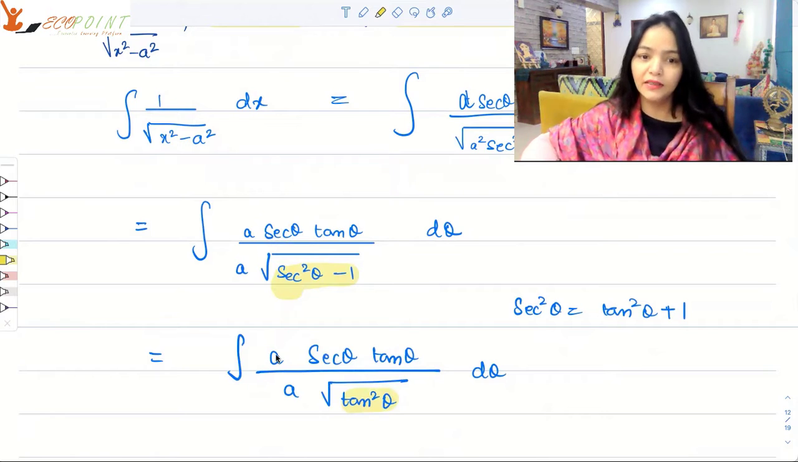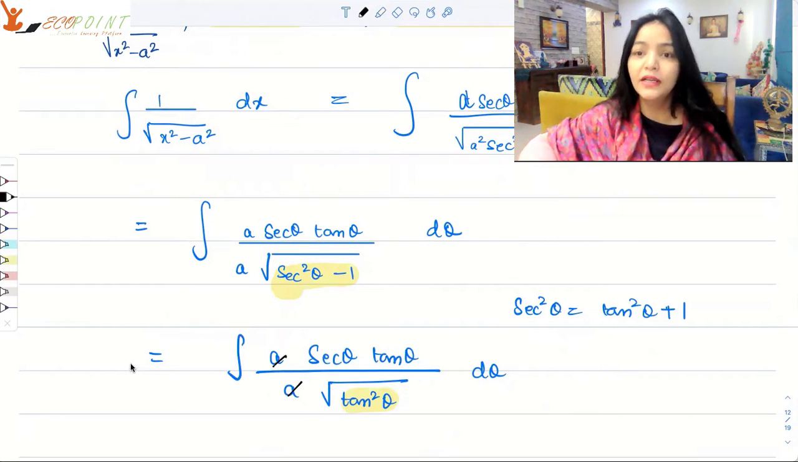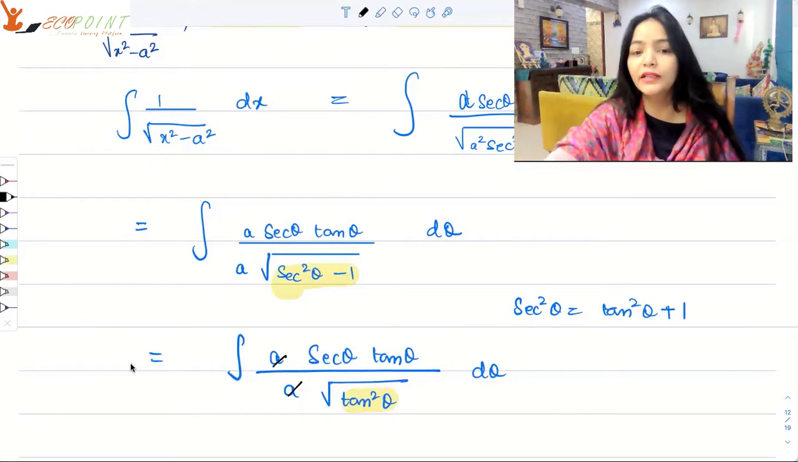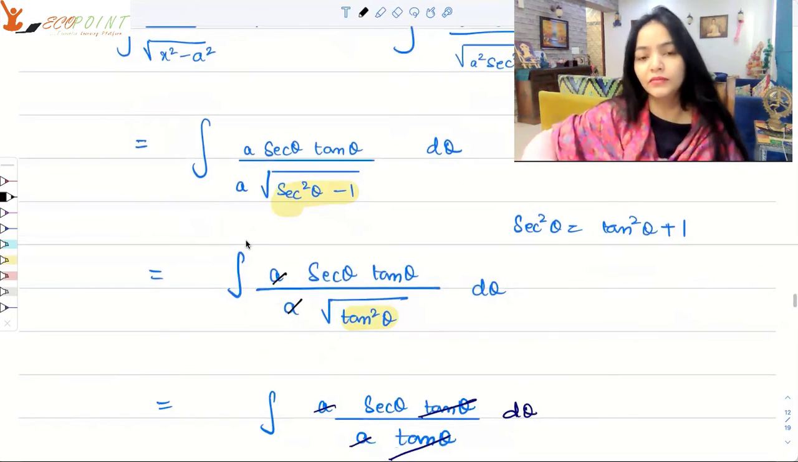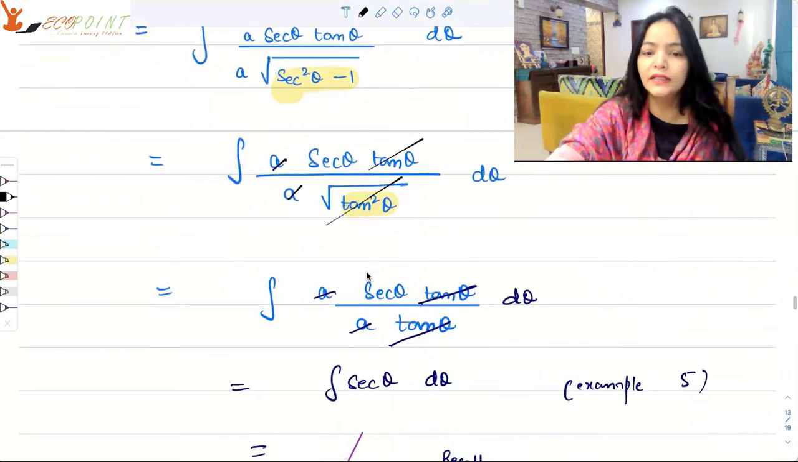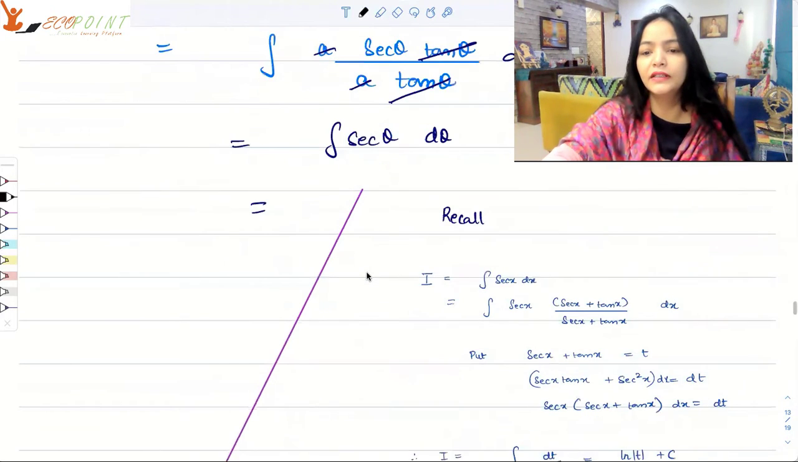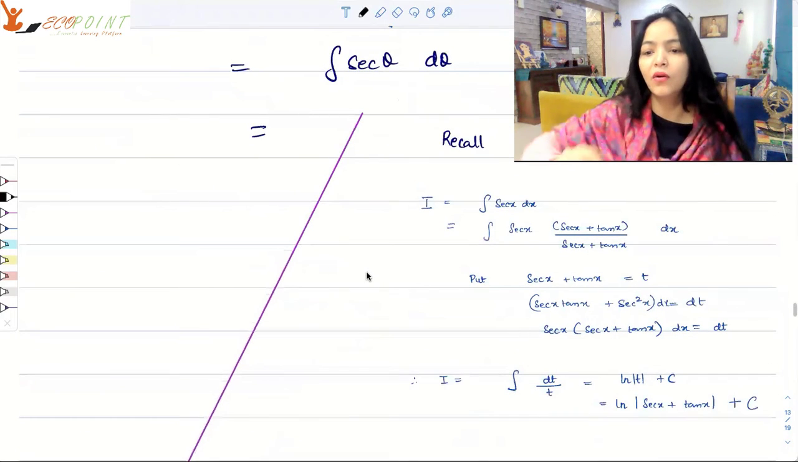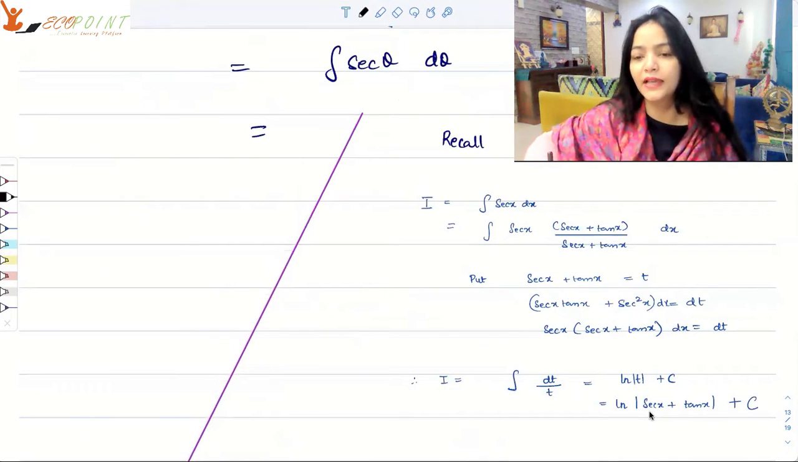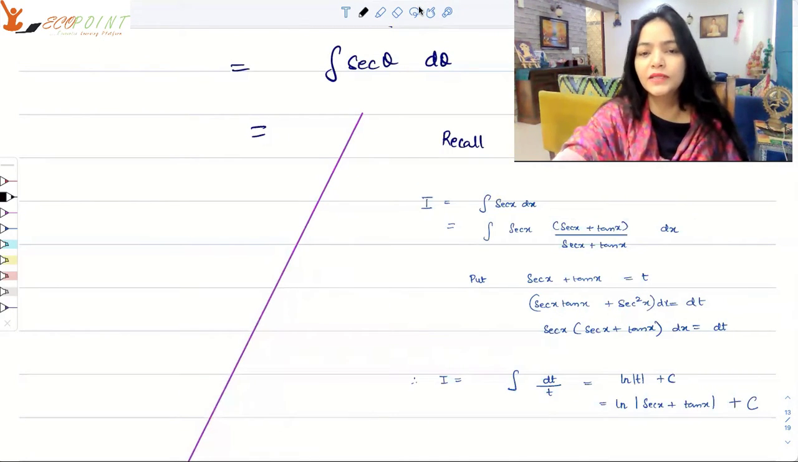So a cancels. You just have secant theta tan theta upon square root of tan square theta, and this just cancels, so you are only left with secant theta. The integral of secant theta d theta, now we can figure it out. The integral of secant theta d theta is log of secant x plus tan x plus c.